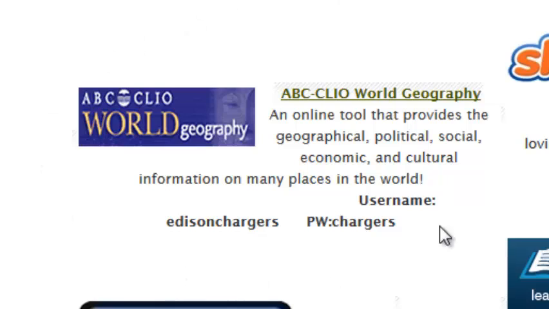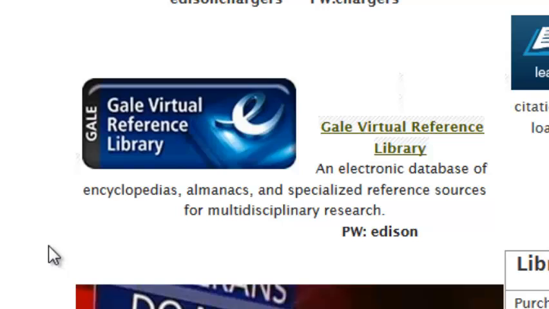So this may help you for your English class and what we're doing now, but it certainly is going to help you for your geography and for your history and your government papers that you need to write. Then our second database that you have available to you through Huntington Beach Union is the Gale Virtual Reference Library, which is an electronic database of encyclopedias, almanacs, and specialized reference sources for multidisciplinary research. And your password's Edison. So you would click here and you'd type in the password Edison.